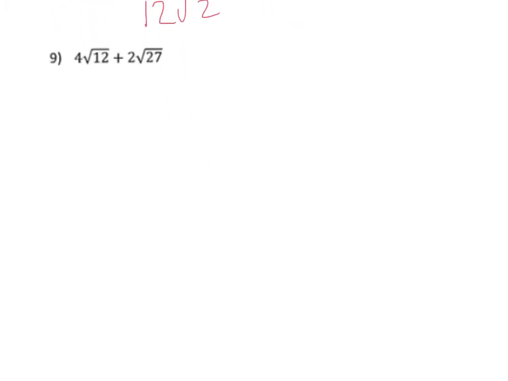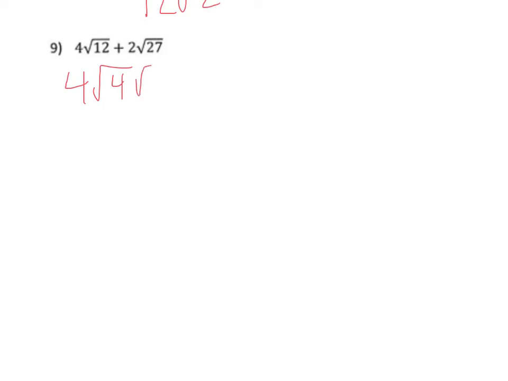Number 9. 4 radical 12 plus 2 radical 27. Here we have no like terms, but we can simplify. So let's take a look. We have 4. We could break that 12 into a radical 4 and a radical 3 plus a 2 radical 9 radical 3.